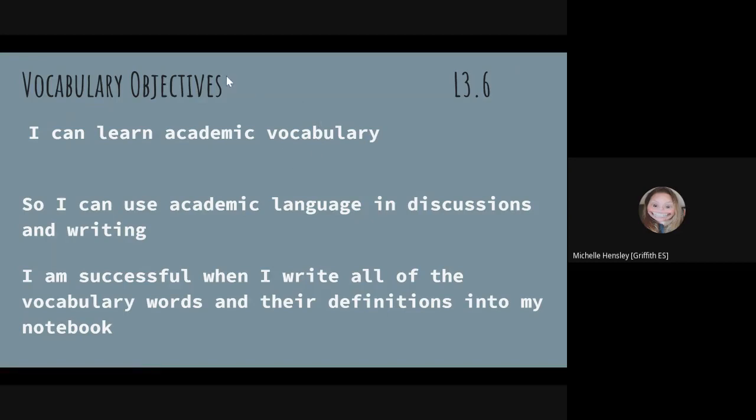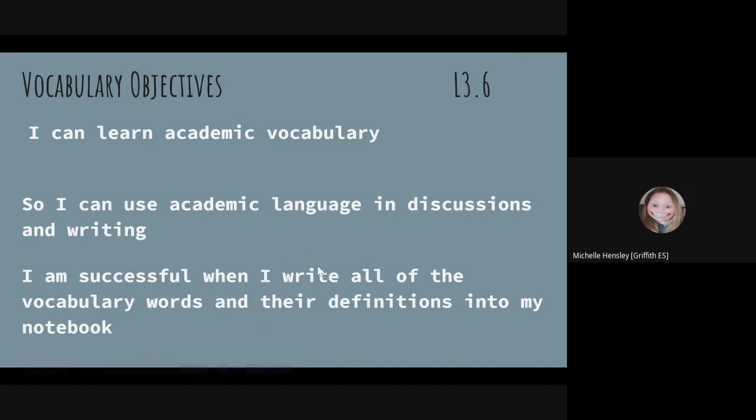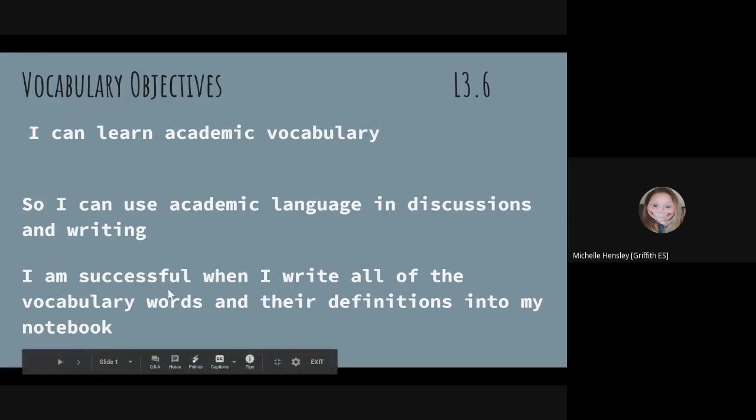Yesterday, we learned some scientific vocabulary about the life cycle of plants. And today, we're going to learn some academic vocabulary. These aren't words that are specific to science, but they are words that will come up in our science unit. They're more general words, but we also want to learn them so that when we talk about things and when we write about things, we can use the proper language and the proper words. Makes us sound smart. Okay, so again, today you'll be successful when you write all the vocabulary words.